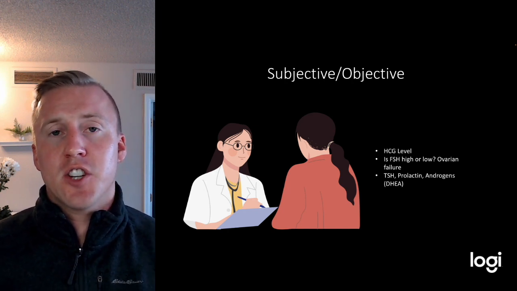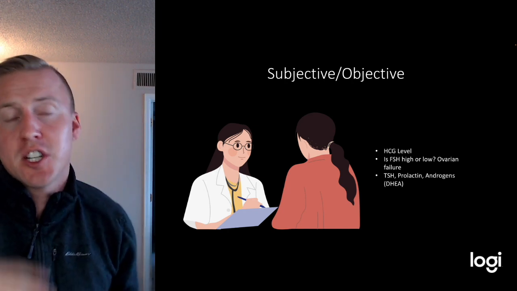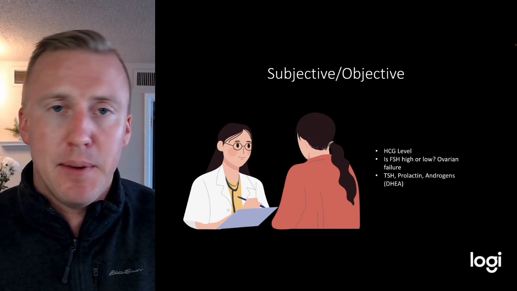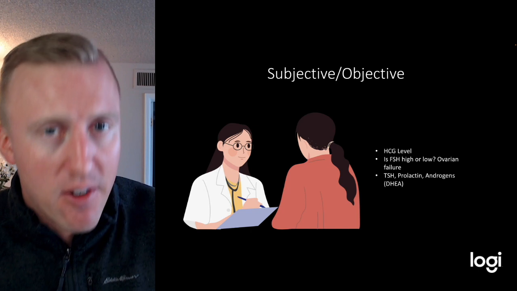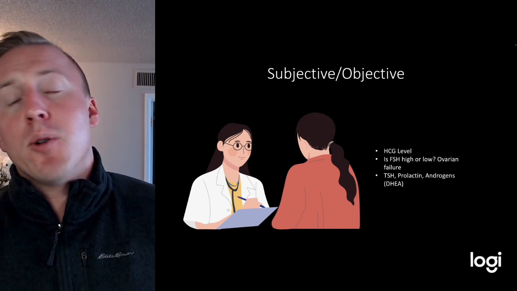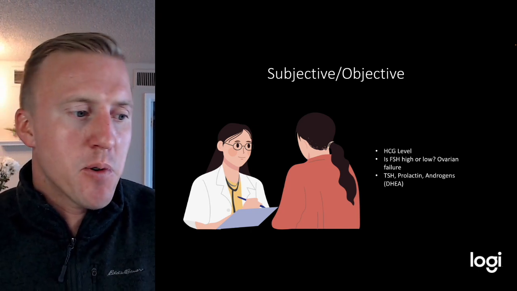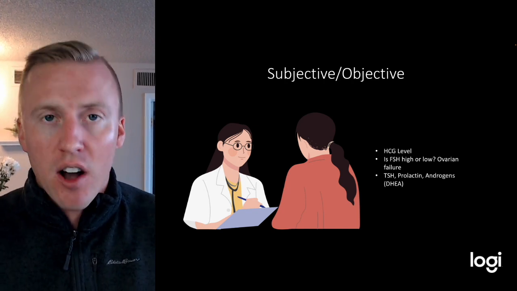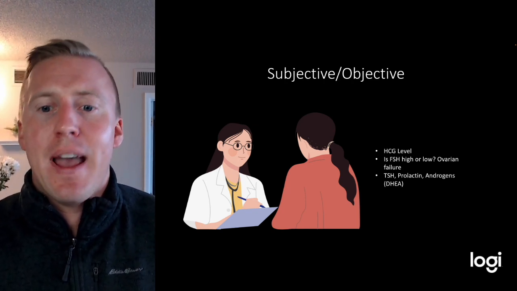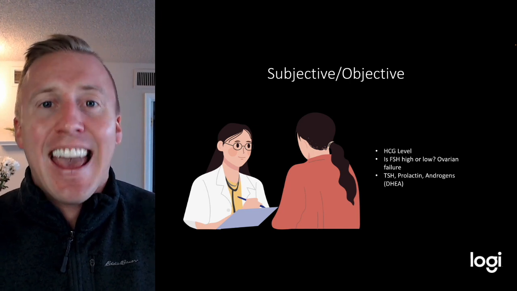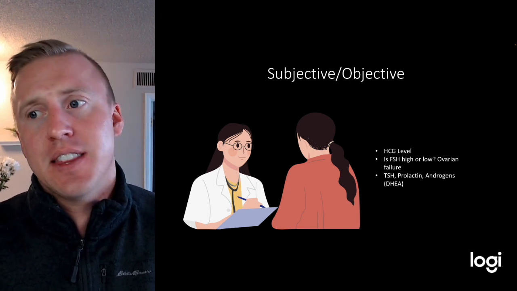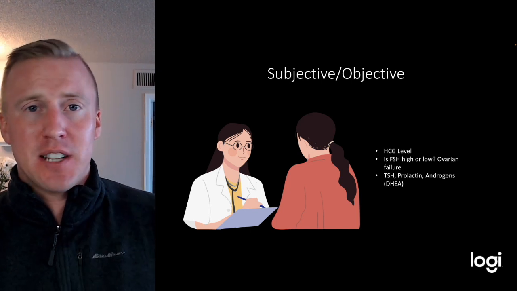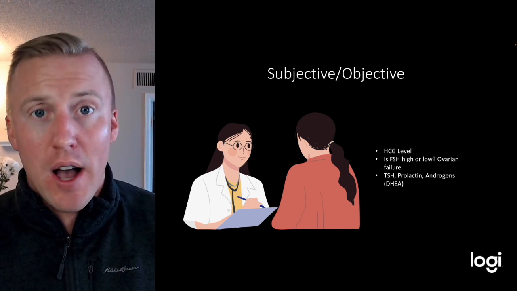Other things, obviously, we want to check our thyroid levels, which goes with subjectively asking our patient if they have any heat intolerance, cold intolerance, any sleepiness, anything like that that you think could be thyroid issues. Prolactin levels we want to check. Obviously, we worry about that with our pituitary gland. High levels of that prolactin can cause issues with our ovulation. Androgens, which is our DHEA, which is looking at testosterone levels, if we think that there's any issues with the androgens, and we could also kind of see that with subjective or objective data on our patient as well.